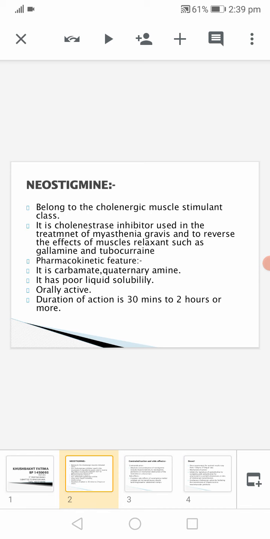Neostigmine belongs to the cholinergic muscle stimulant class. It is a cholinesterase inhibitor used in the treatment of myasthenia gravis and to reverse the effects of muscle relaxants such as gallamine and tubocurarine.